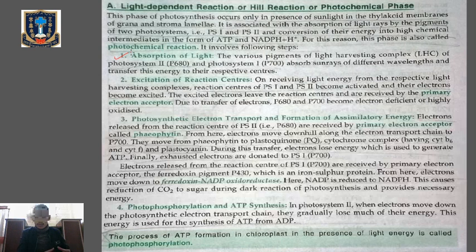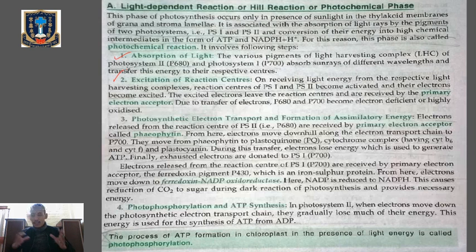So PS2 will absorb the light having wavelength 680 nanometer and PS1 will absorb the light having wavelength 700 nanometer, and after absorbing those light they will transfer this energy to the respective reaction centers. Clear? Then after transferring those lights of different wavelengths to the reaction center, the number 2 step is the excitation of reaction center. So on receiving the light energy from the respective LHC, meaning light harvesting complexes, the reaction center of both PS1 and PS2 will become activated.